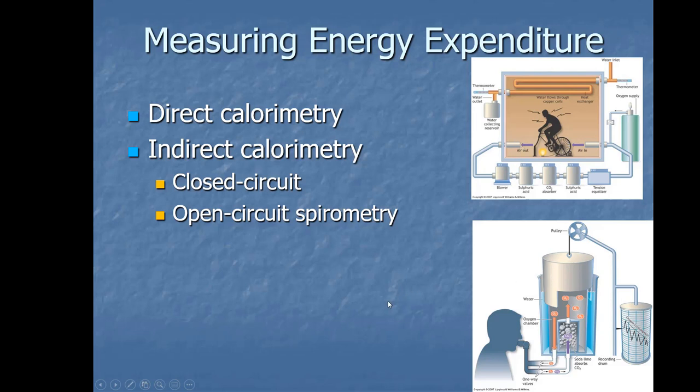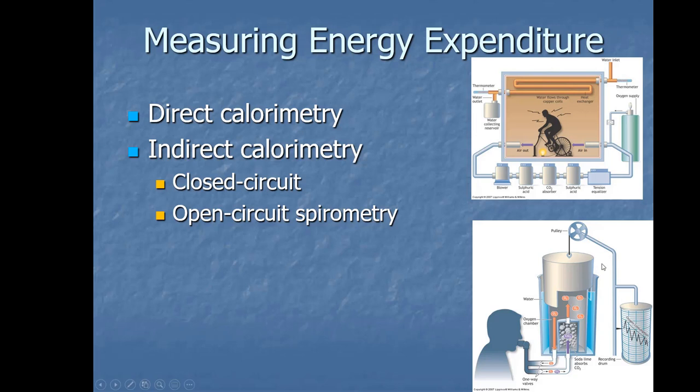So which one's best during exercise? Generally speaking, direct is hard to do during exercise because you just have to be really careful. If you were exercising, one, you would have to be exercising in a metabolic chamber. Then the exercise device itself is going to give off a little bit of heat too, so that would have to be taken into account.